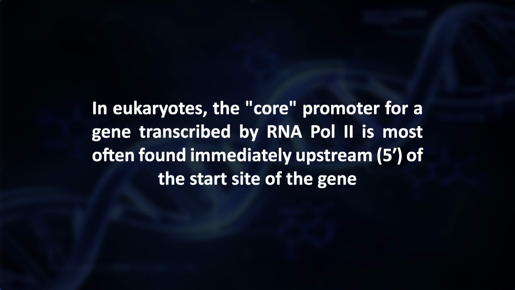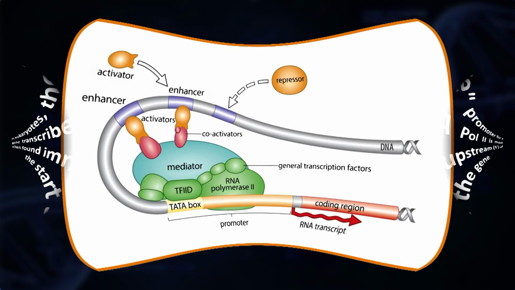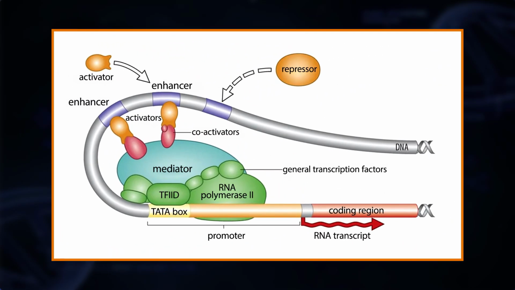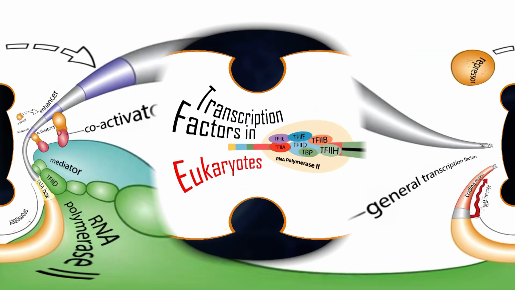In eukaryotes, the core promoter for a gene transcribed by RNA polymerase II is most often found immediately upstream of the 5' start site of the gene. Most polymerase II genes have a TATA box, that is, a consensus sequence of TATAAA, 25 to 30 bases upstream of the initiation site, which affects the transcription rate and determines the location of the start site.